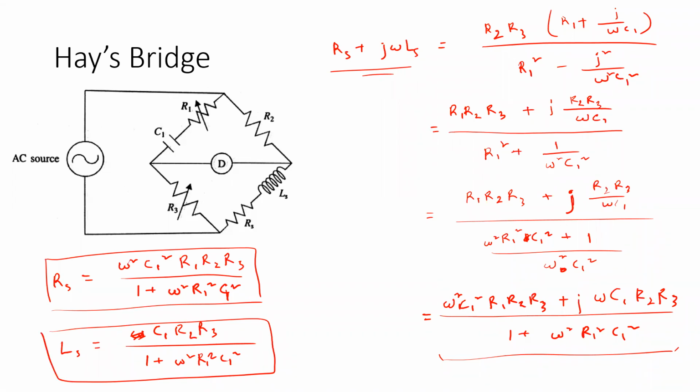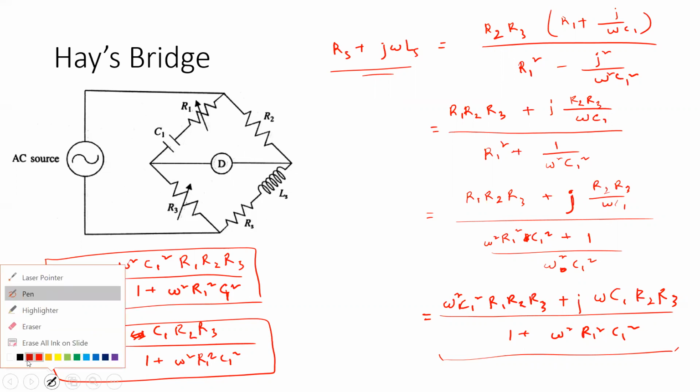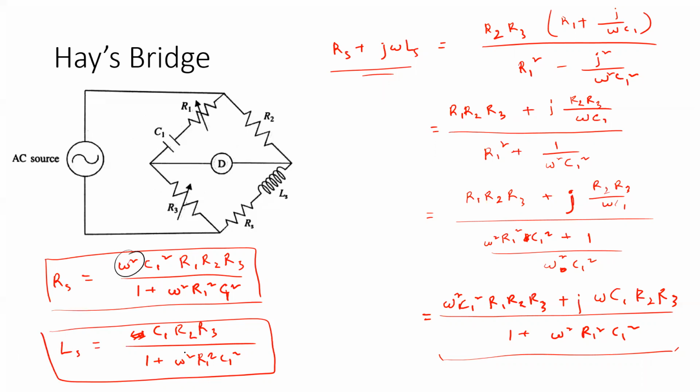Now with respect to these two equations, these unknown parameters can be determined. However, in case of Maxwell bridge, these two expressions were independent of the frequency of the signal. However, while using this particular bridge, the frequency of the input signal actually works as a factor for both the quantities.